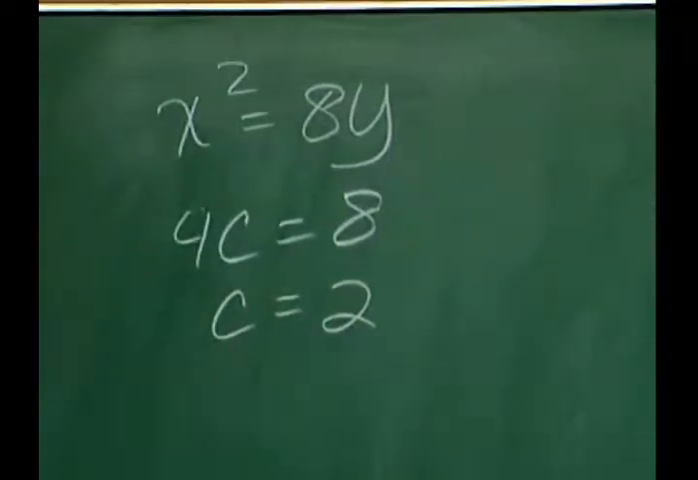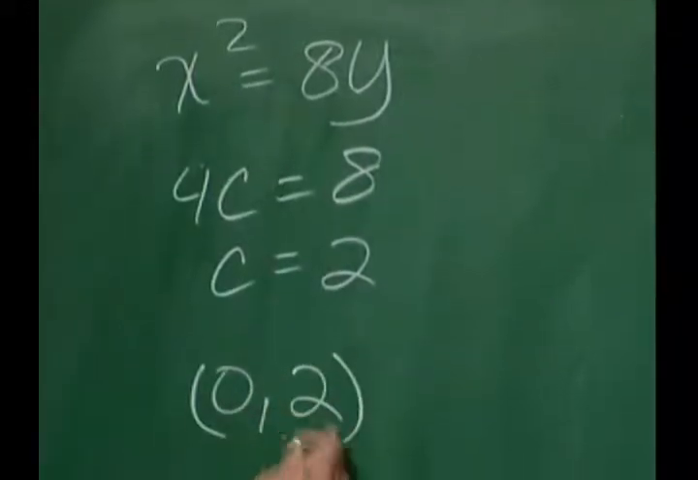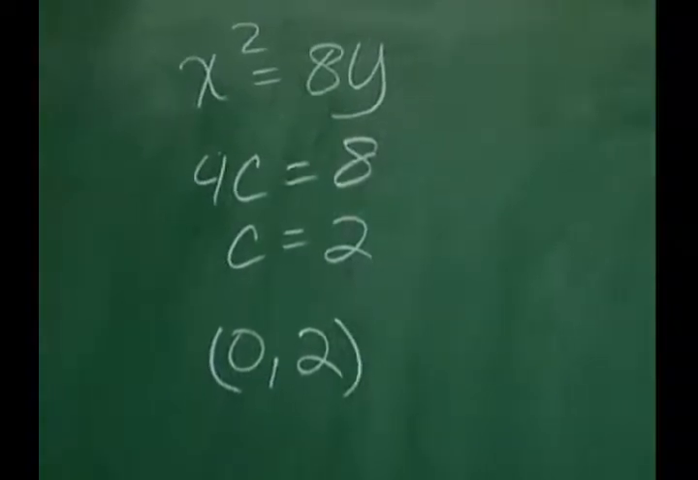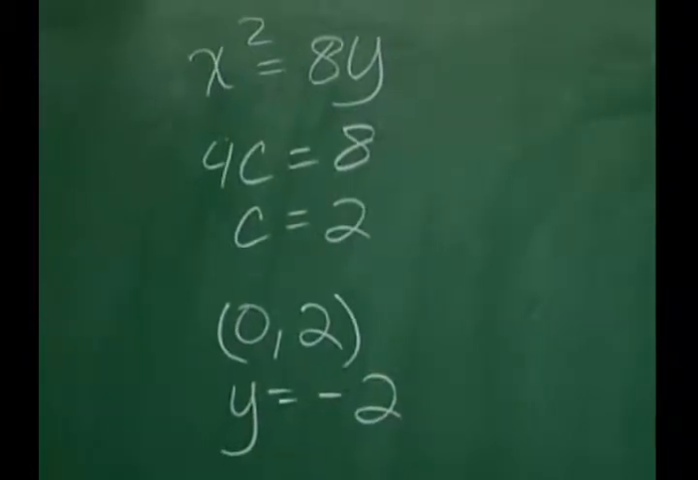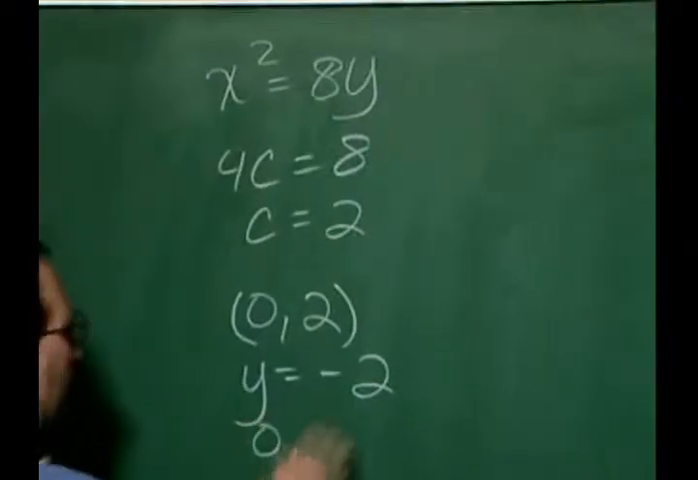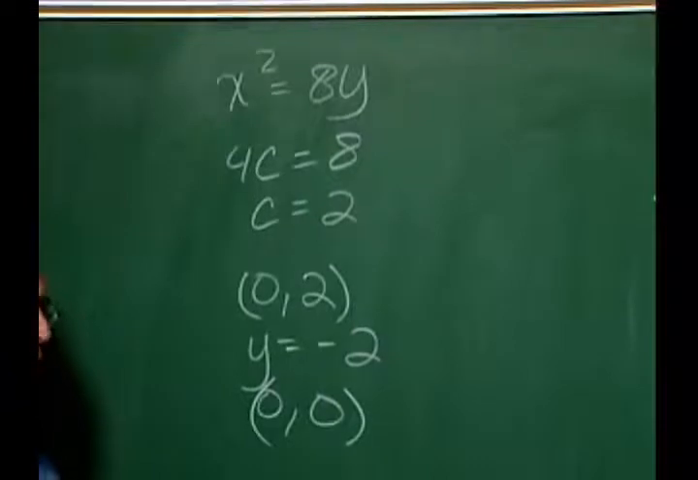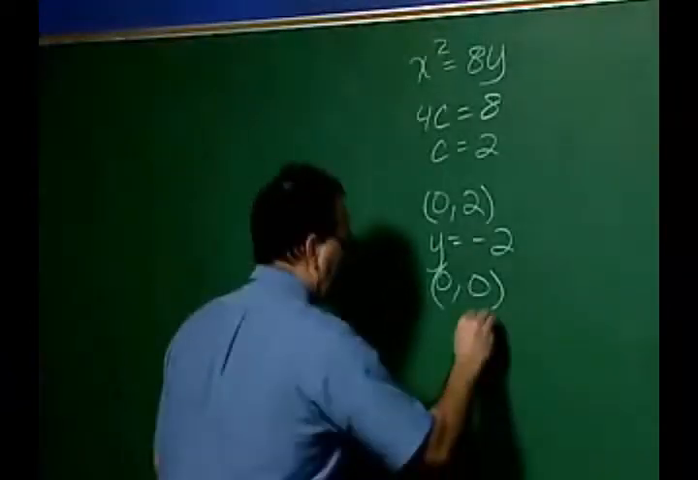Since the x term is squared, it is a vertical parabola. The focus will be (0, 2). (0, c), but we just calculated c to be 2. The directrix would be y equals -2. The vertex is (0, 0). And the axis of the parabola is the y-axis. So now we can graph this parabola.